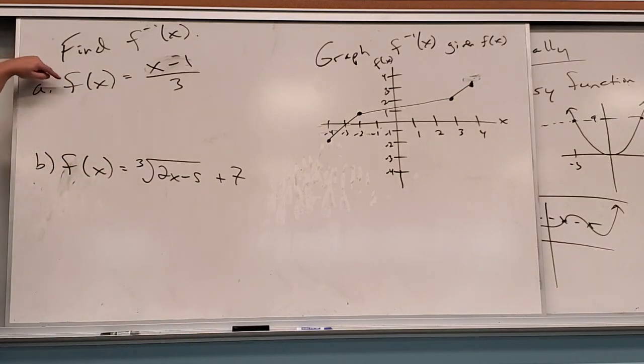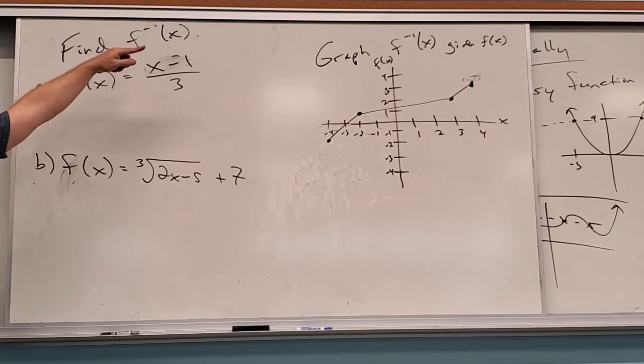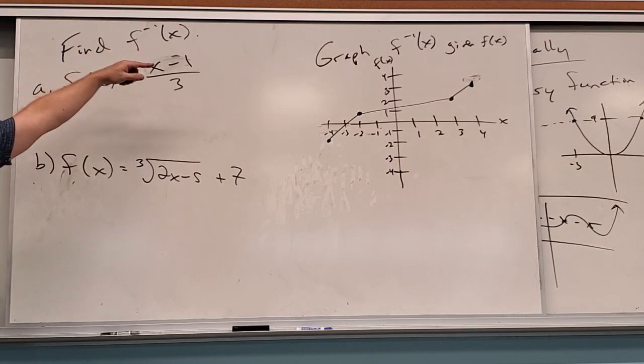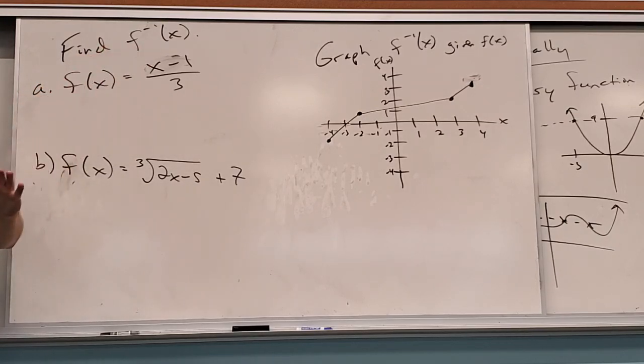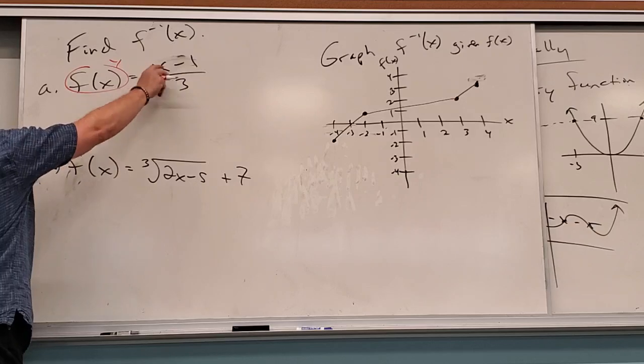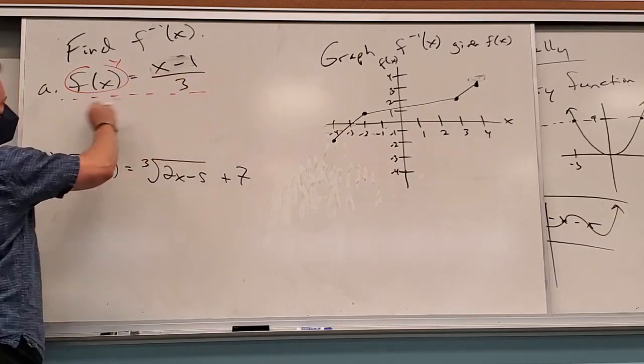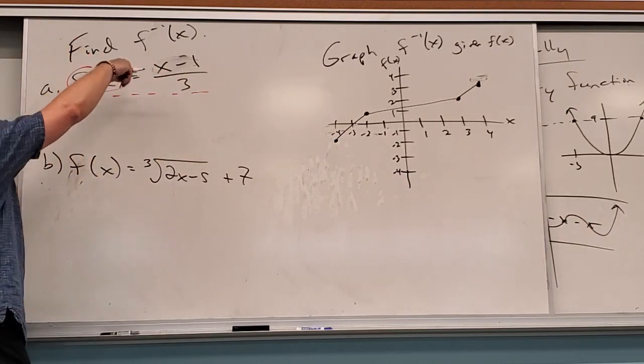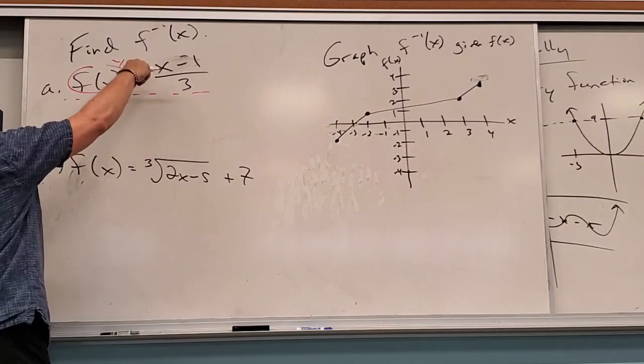Make sure everybody's on the right track. What's the first step here? Y equals. Yes, switch x and y. Where's y? This is y, correct? So then I switch x and y. You don't have to put the dotted line. I do, just because I'm not actually doing algebra to get from here to here.